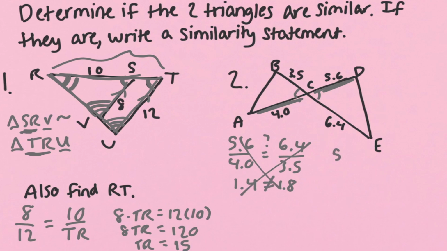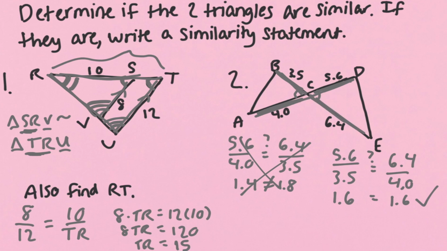Let's try 5.6 with 3.5. So 5.6 to 3.5, does that equal 6.4 to 4.0? So they do equal, so those sides are proportional. So these two triangles are similar by side, angle, side.